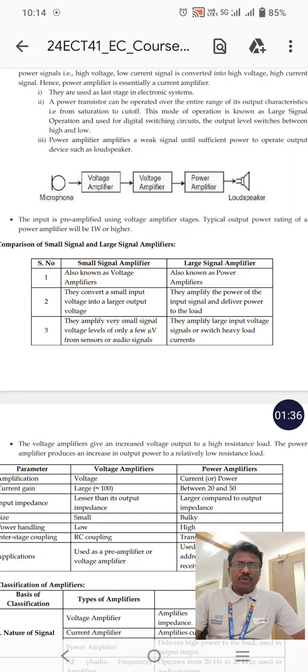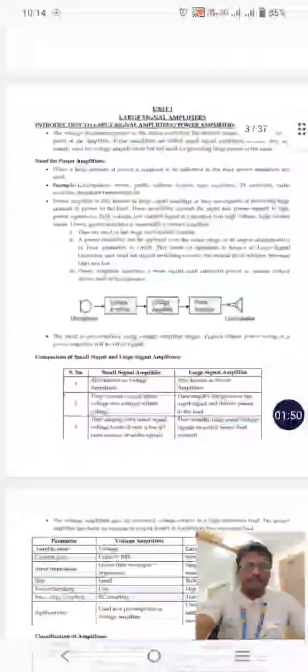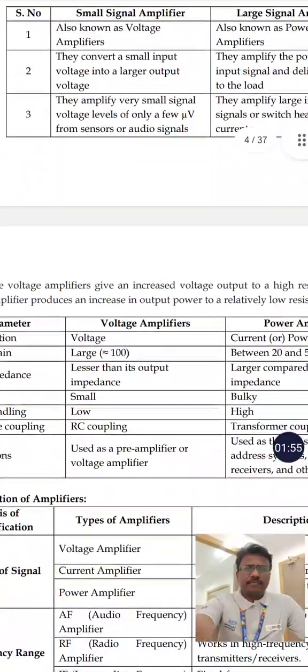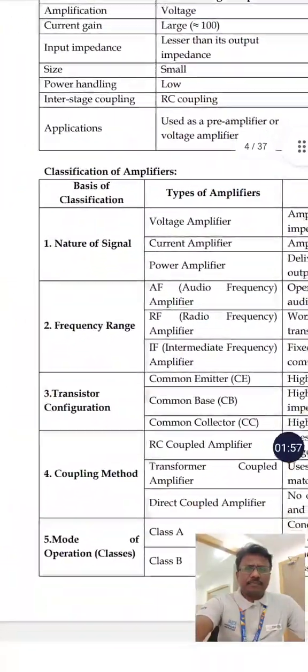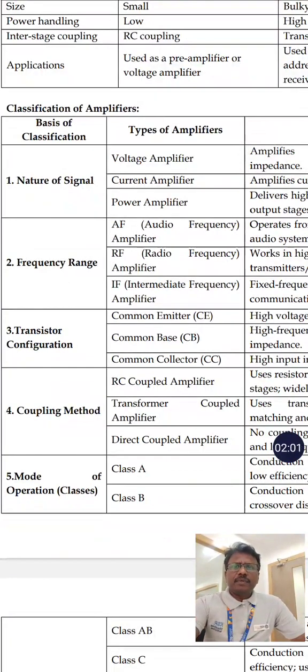So now most of the engineers classify amplifiers in different ways based on their application. Let us discuss each classification one by one. There are three important types. First one is voltage amplifier.